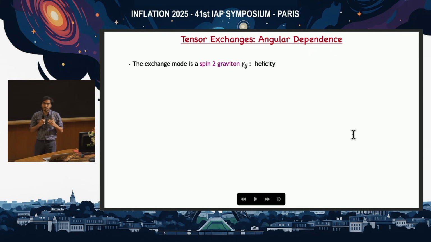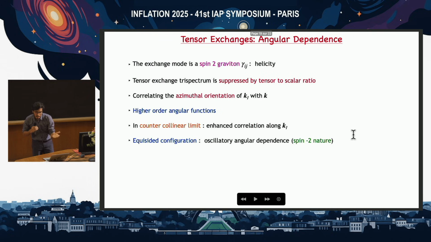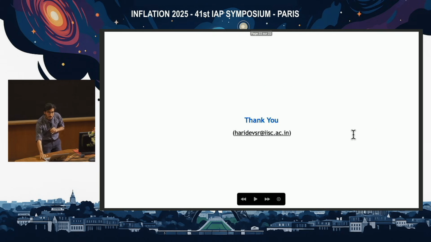And the major difference will be that now the exchange particle will be spin 2 particles, and they have their own helicity. Their signals will be suppressed due to the scalar-tensor ratio, which is small. However, there will be specific angular dependence in the theory, and this can also be studied in the different limits, counter-collinear limits and equisided configurations. And this distinct angular dependence can be observed in future, more precise observations. And that concludes my talk. Thank you. And if you are interested, please visit my poster downstairs. Thank you.